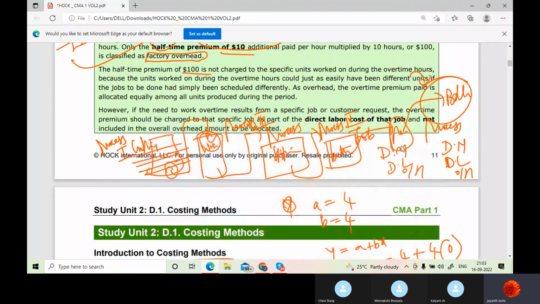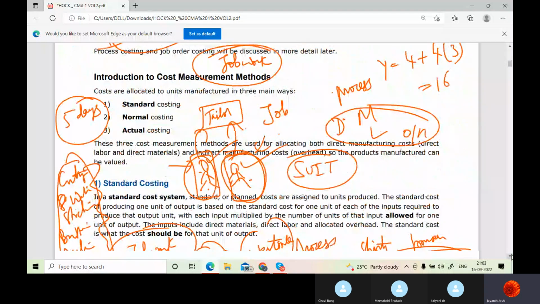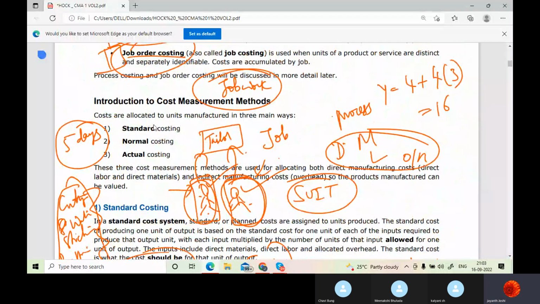Hopefully, yeah. So now we are going into the next task, that is, 3 types of cost measurement methods are there.